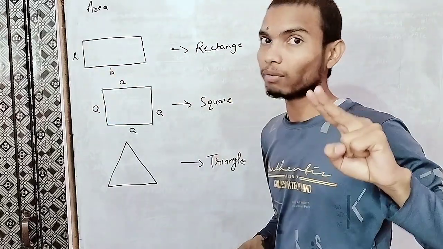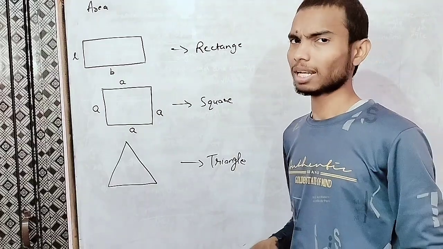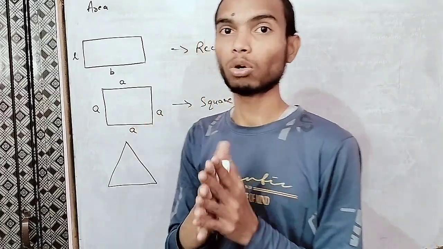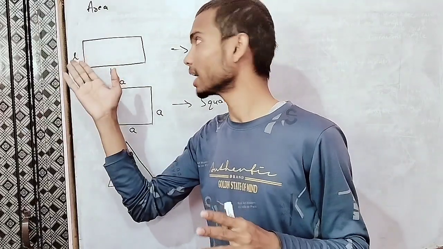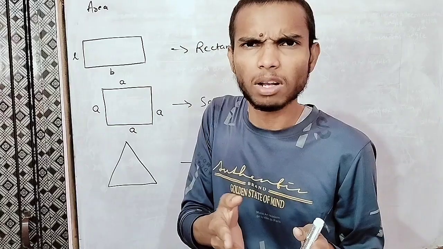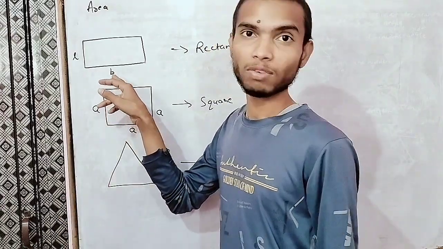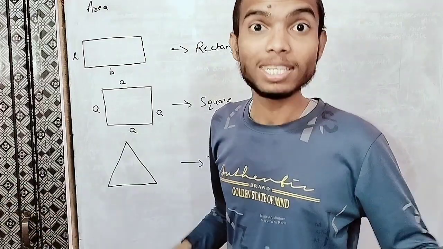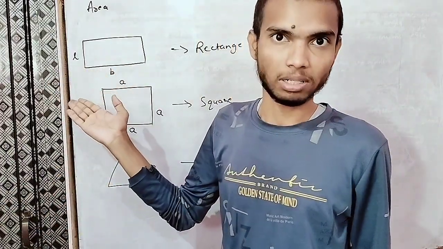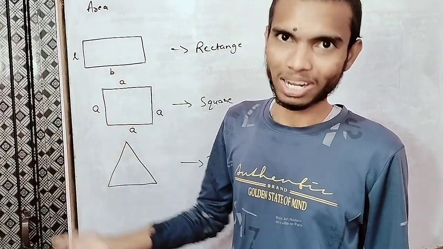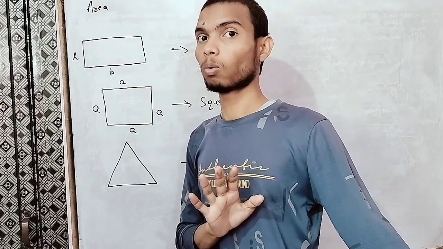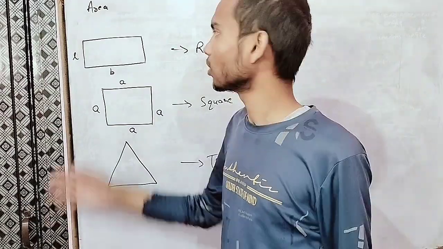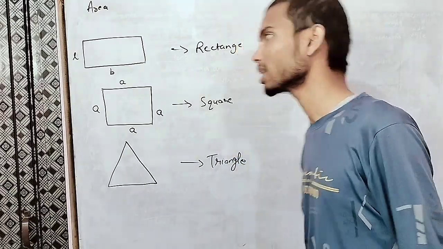But here we have two variables, L and B. The measure of this side, for example, is 4 centimeters, but the measure of this side will be something else, for example 6 centimeters. So these are different variables, and we apply variables because we don't know the measure of the sides.